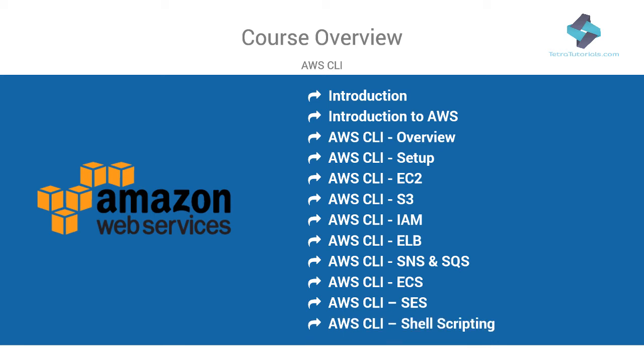And last but not least, we will talk about integrating AWS CLI with shell scripting, where we will understand how to use shell scripting to do multiple tasks with AWS CLI with a single command script. We will be deploying, managing, configuring, and controlling all these AWS resources with the help of AWS CLI commands.